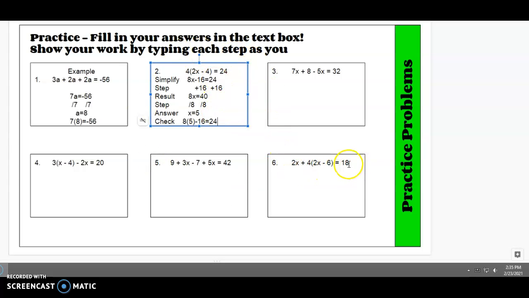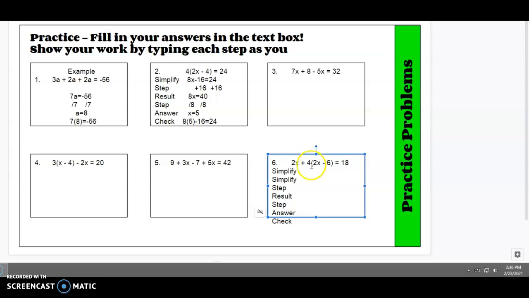I'm going to do one more with you. I'm going to do number 6. Again, number 6, you're going to have to simplify, and then your step, result, step, answer, and check. So when we simplify 6, we're going to have to do two things. We're going to have to first distribute and then combine any like terms. Okay, so in this case, we're going to have 2 simplifying steps. Okay, you might have to do it more than once.